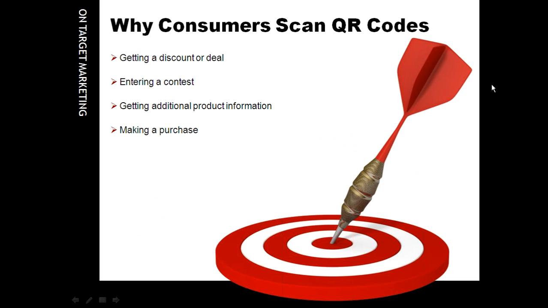Some people just are curious because QR codes don't say anything. They just have an appearance, and they're curious as to where they link to. So if you're planning to add QR codes to your marketing, it's really important to consider what motivates prospects and customers to snap that QR code. Most people are looking to get a discount or a deal. A lot of people want to enter a contest. They get additional product information when they scan the codes, or they're interested in making a purchase. Those are the top reasons why someone would scan a QR code.